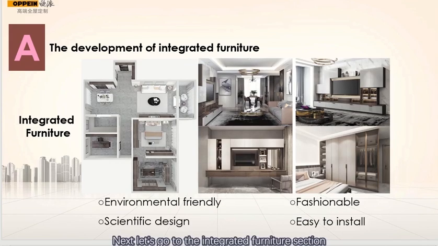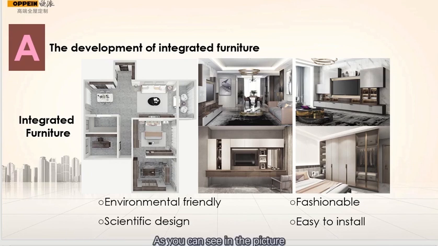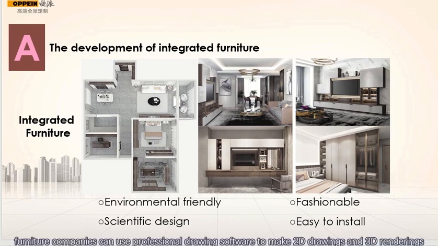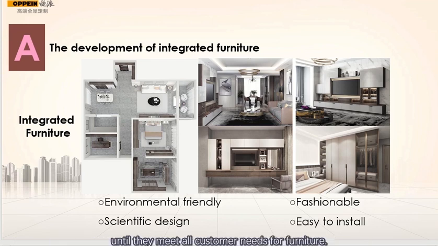Next, let's go to the integrated furniture section. Integrated furniture can be customized according to different spaces. As you can see in the picture, it can cover most of the family spaces, such as bedroom, living room, and entry. And with the continuous development of computer software, furniture companies can use professional drawing software to make 2D drawings and 3D renderings, and a designer can communicate with customers and make design changes until they meet our customer needs for furniture.